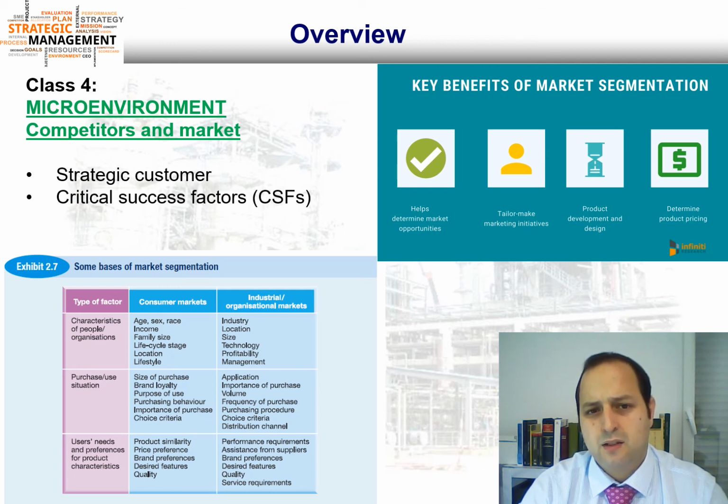Market segmentation is going to help us to determine market opportunities. It's going to help us to determine different marketing strategies. You are going to be able to tailor-make marketing initiatives depending on which people those campaigns are focused on. Another key benefit of market segmentation is product development and design, depending on the target of such product, and finally to determine the product pricing. So it's not the same to produce for students as for wealthy people, for example.